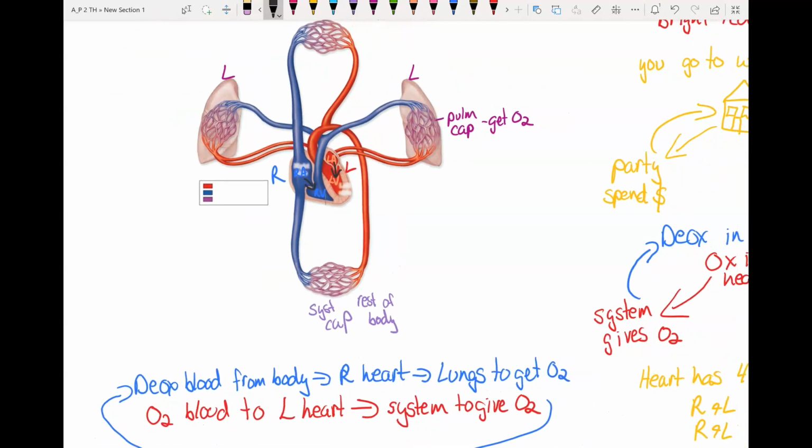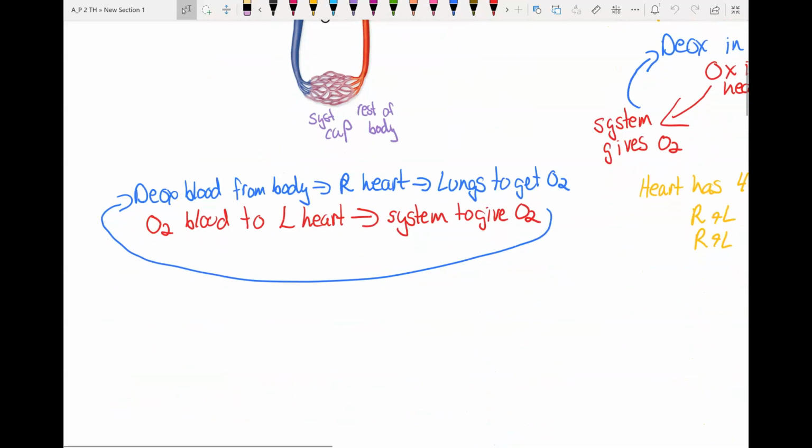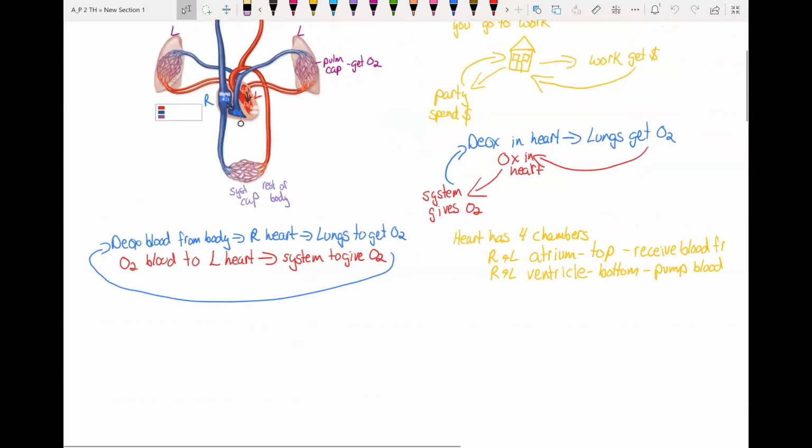Okay, then let's look at the vessels. You have all these vessels carrying the blood back and forth to the heart. Whenever we're talking about the path of blood through the heart, we're always going to start with the right atrium. That's always our starting point. So we're going to go ahead and we're going to get used to that. And we're going to start with the right atrium.